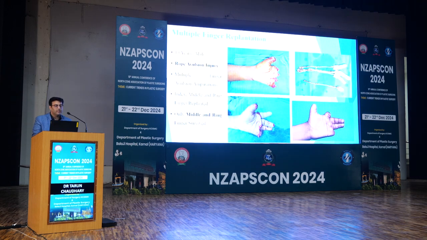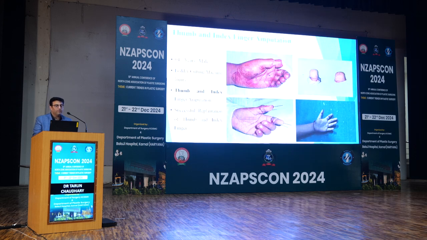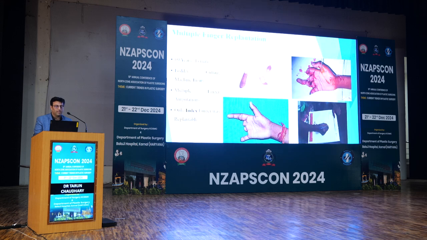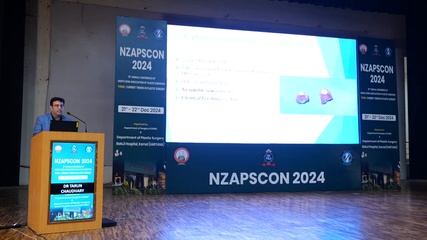So these are a few cases. This is a case of multiple finger reimplantation. It was a rope avulsion injury. In this we had done reimplantation, but only the middle and the ring finger survived. Another case of the thumb and the index finger, the amputation was done, reimplantation was done, and it was successful. In this case, there were multiple finger amputations, but only the index fingers were reimplantable. So this is an interesting case.